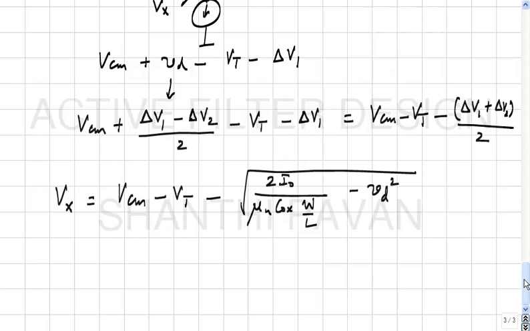And does this make sense? When Vd is 0, what is Vx? Make sense? Yes, no? Come on, people. When Vd is 0, what is Vx? Yes, Suvinay? Minus square root of 2 I naught by mu n C ox W by L. So why does this make sense? I naught is flowing, so the overdrive of M1 when Vd is 0 must be square root of 2 I naught by mu n C ox W by L. So it makes sense, right? Now as Vd is increased, as the differential voltage is increased in magnitude, what is happening at Vx?